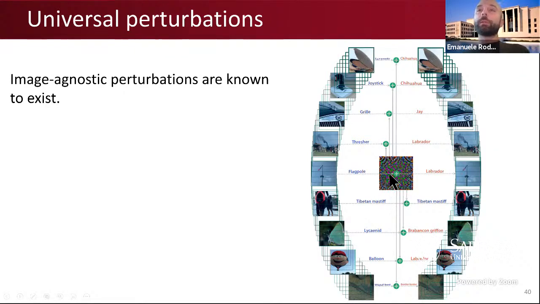So if I add this perturbation to the joystick, I get a Chihuahua. If I add it to the flagpole, I get a Labrador. This is also very interesting, very surprising, and also possibly very dangerous, because you just need to look for one perturbation and you can attack a space of images.